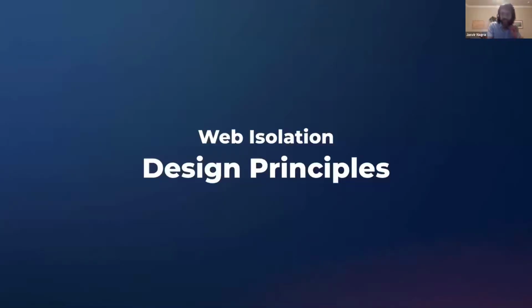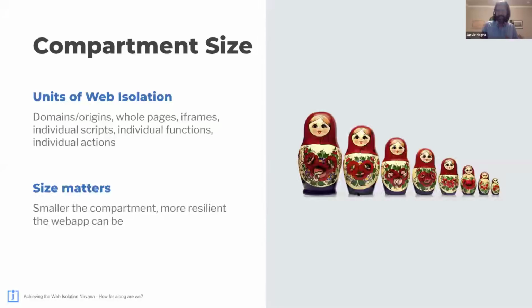Now, I'm going to speed through this, but if you look at the things that I'm talking about here, there are three principles I want you to take away from how native browser isolation features are used and what properties you look for in these native browser isolation mechanisms. The first one is compartment size. The size of the unit of isolation varies between each one of the natively provided browser versions.